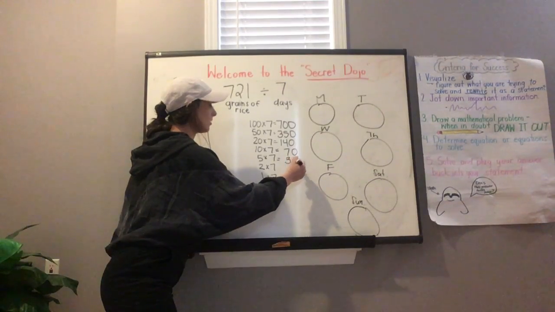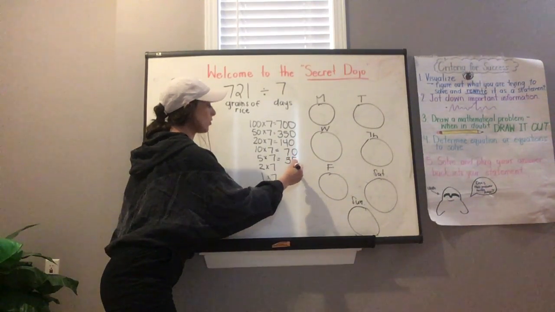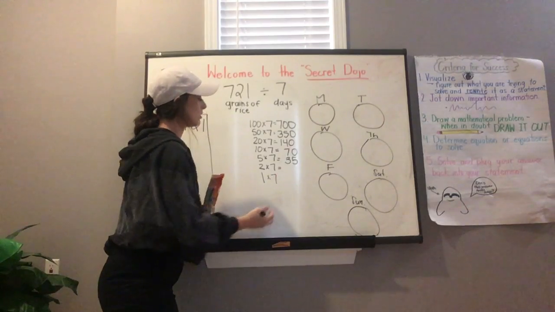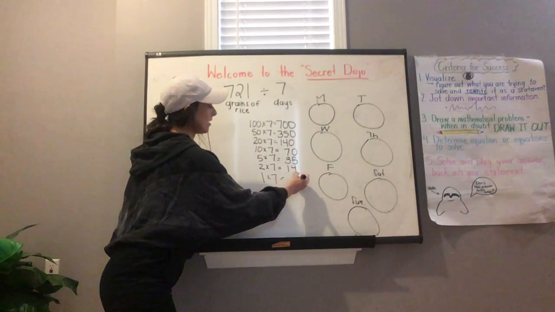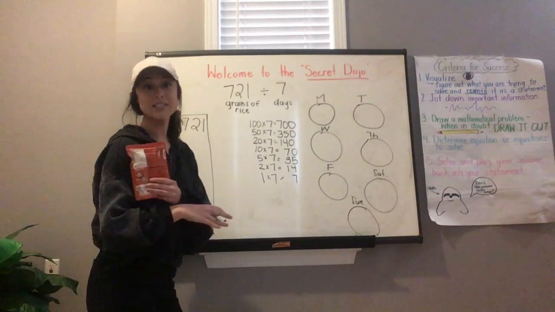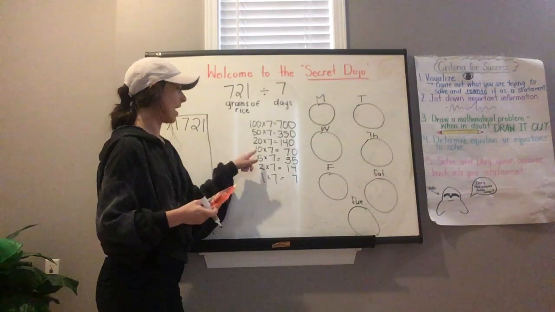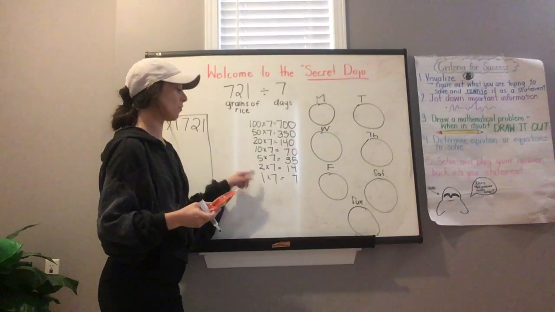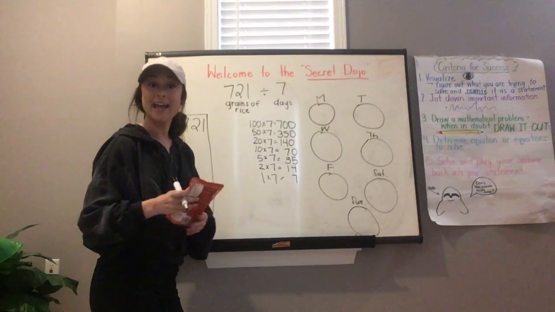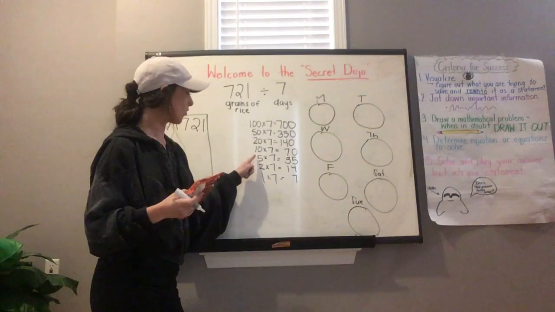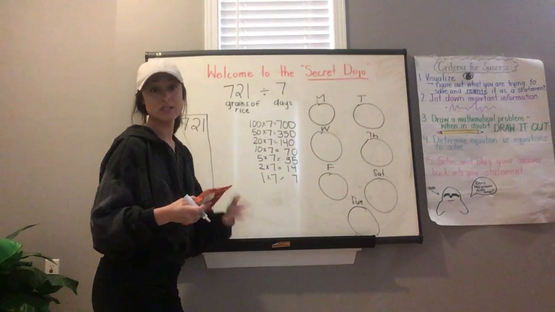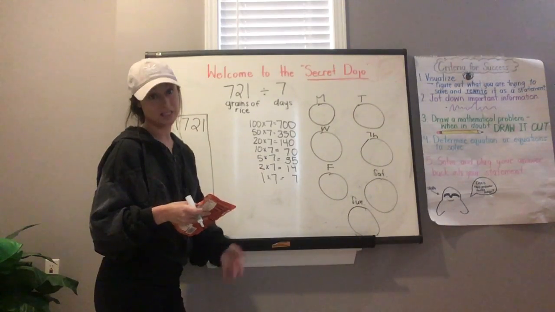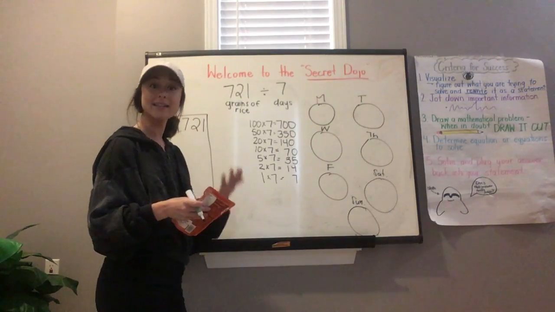5 times 7 equals 35. 2 times 7 equals 14. And 1 times 7 equals 7. Okay, and I know for this 5, 2, and 1, I don't need to add any extra zeros because I know I'm only dealing with my 1's place value. I don't have any numbers that are dealing in my 10's place value, so I do not need to add a 0.